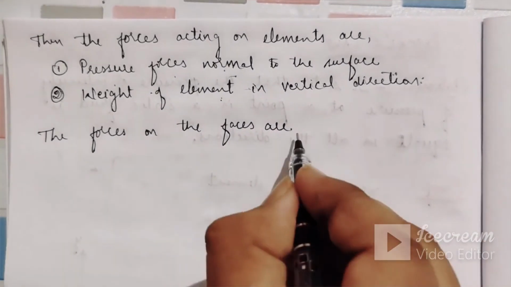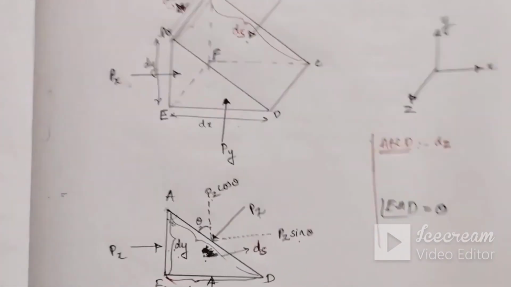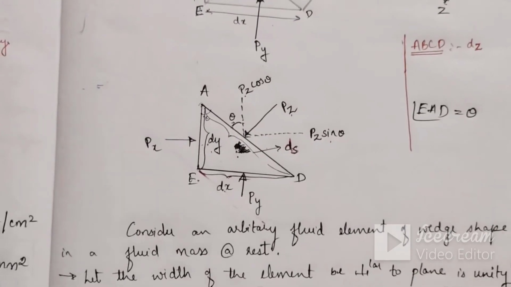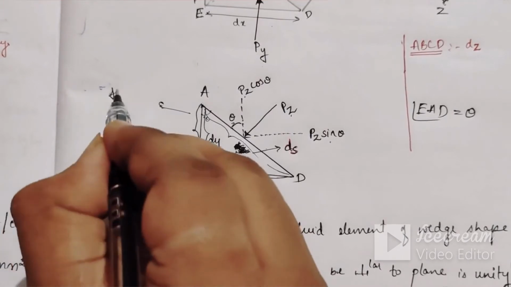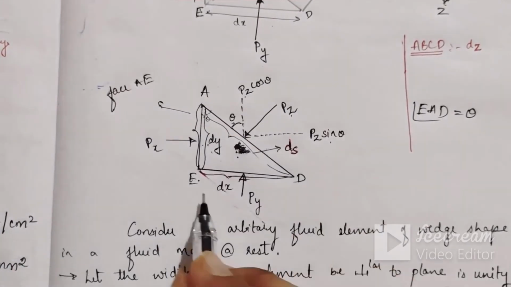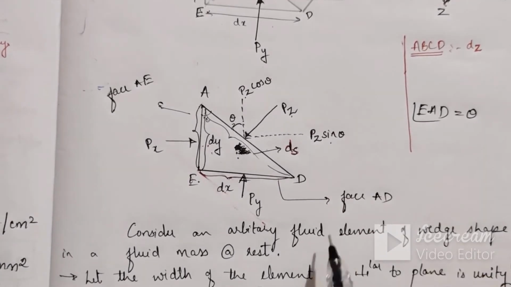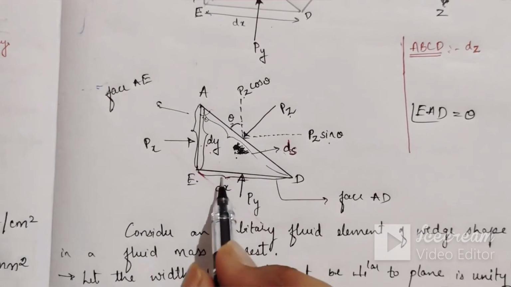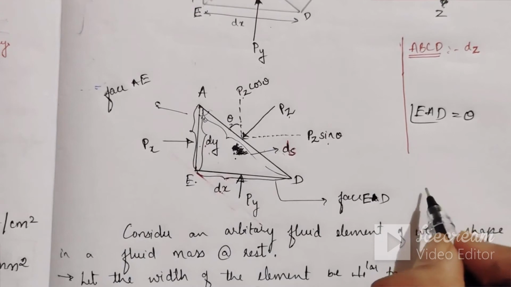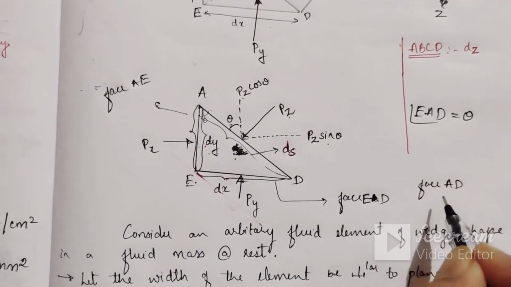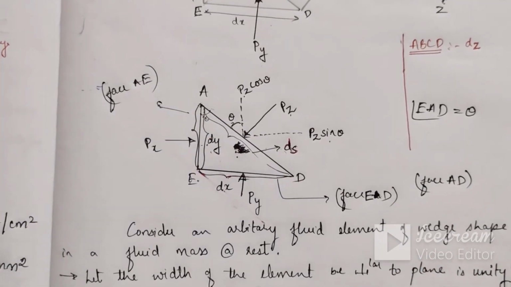So what are the forces on the faces? See here. What are the forces on the faces we have? We have a face called AE. So this is one face, AE. We have another face, ED, and another face is face AD. We have to calculate the forces on each face.